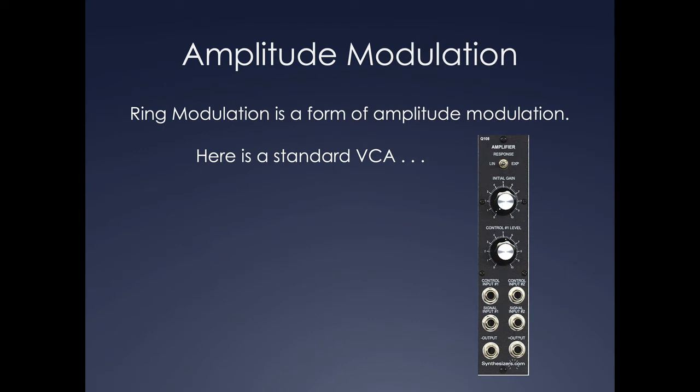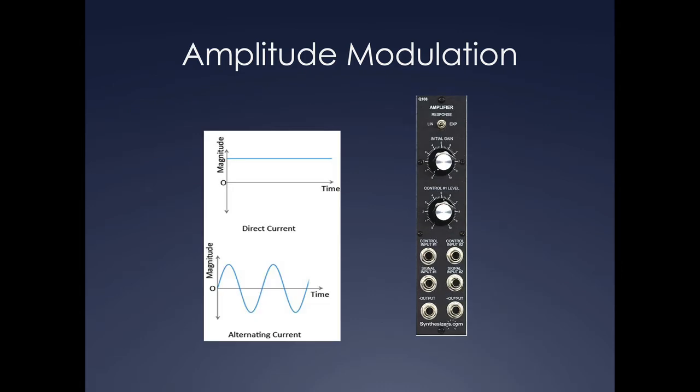Ring modulation, as you know by now, is amplitude modulation. This is a standard VCA. It's the one that we have. All standard VCAs basically want to see a one quadrant positive voltage only signal into the control input.